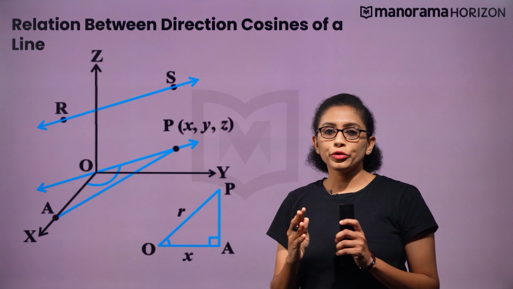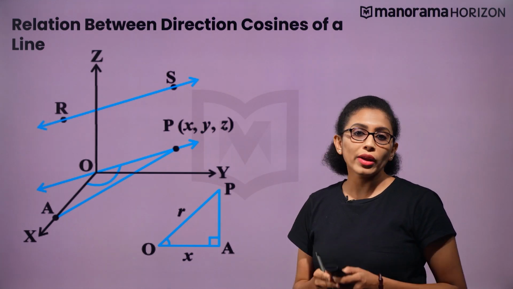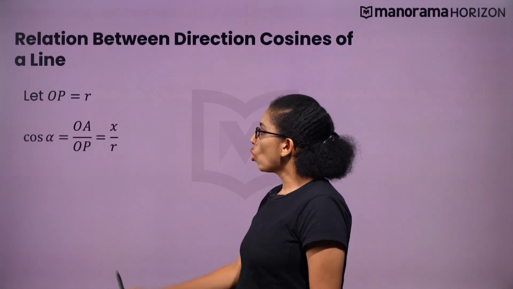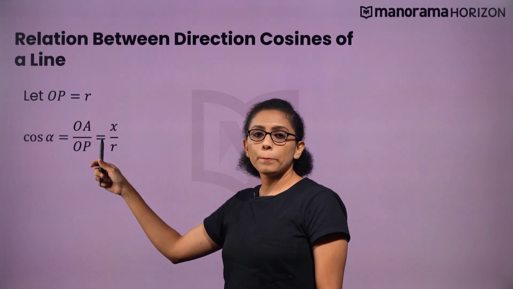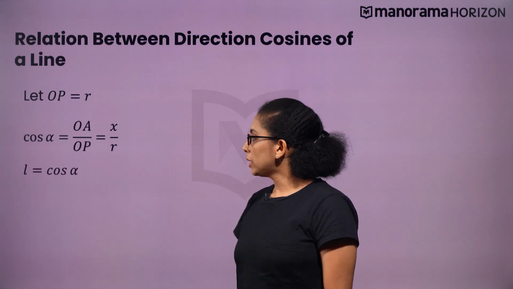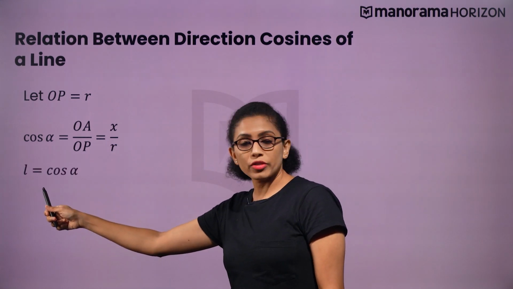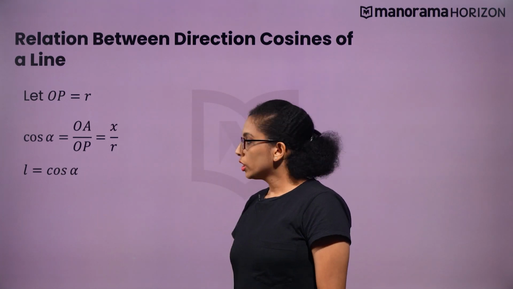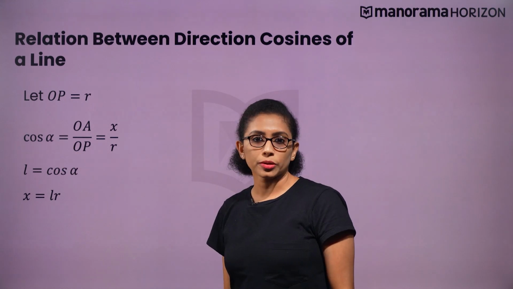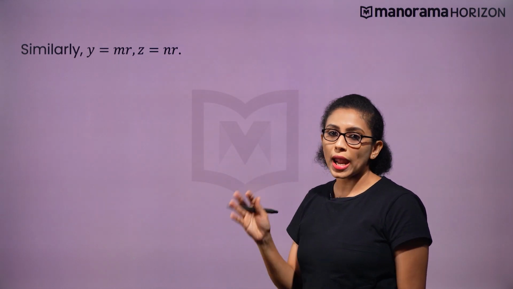Now from P, draw PA on the x-axis. Now we have to go for the derivation part. Let OP be equal to R. Then cos alpha is equal to OA by OP, which is equal to X by R. But what is cos alpha? Cos alpha is nothing but L. Therefore, we can write X is equal to L into R from this relation. Similarly, we get Y is equal to MR and Z is equal to NR.